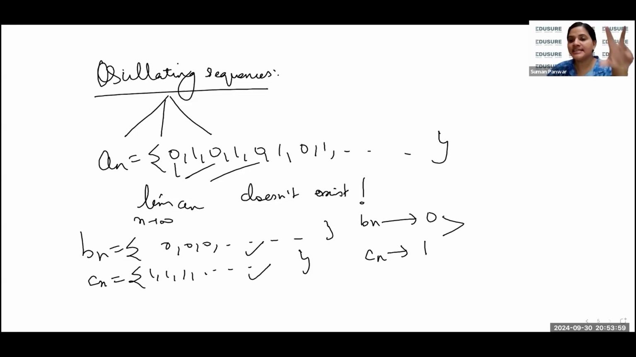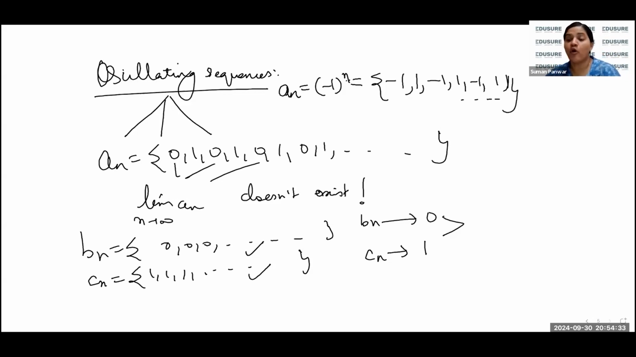So whenever you see a sequence where more than one number is repeating infinitely many times, that is an oscillating sequence. One very common example of an oscillating sequence is the sequence which takes the form an equals (-1)^n. So when I take n equals 1, minus 1. When I take n equals 2, 1. When I take n equals 3, minus 1, then 1, minus 1, then 1. So this sequence is never going to converge. This sequence is oscillating between 1 and minus 1. Okay. So such type of sequences are known as oscillating sequences.